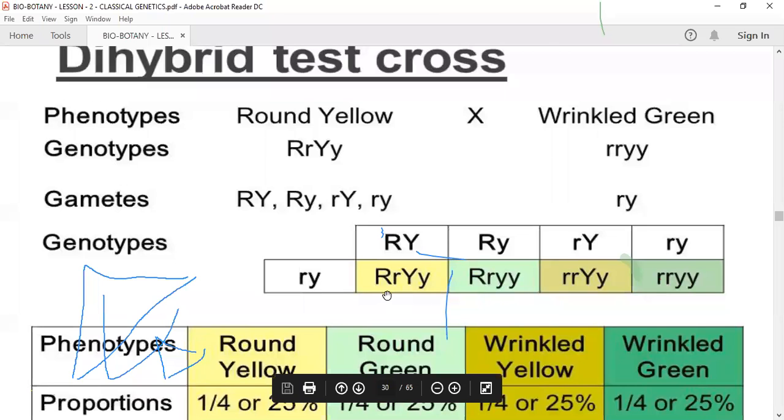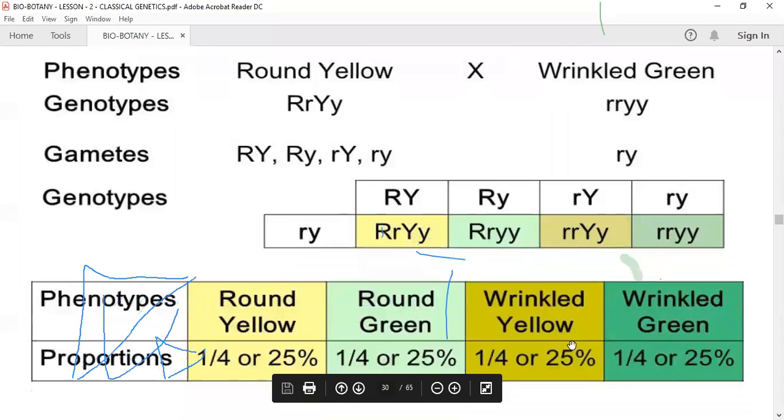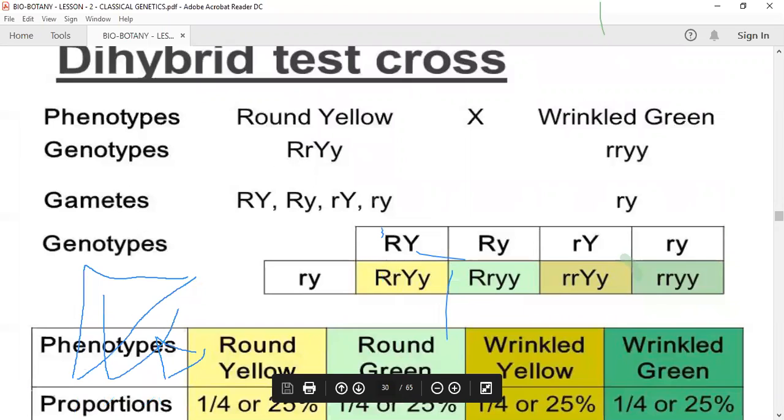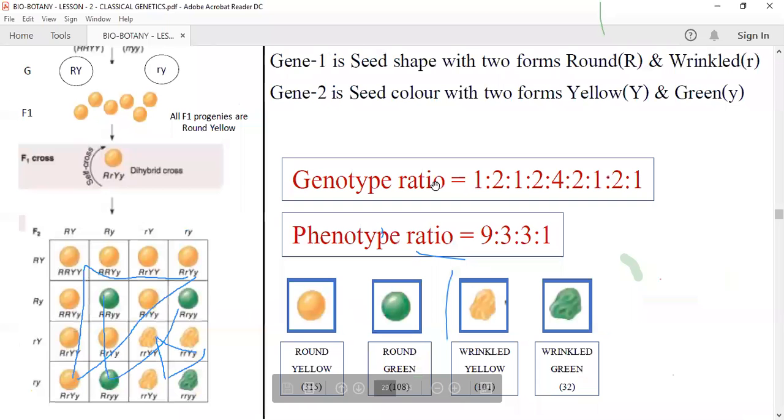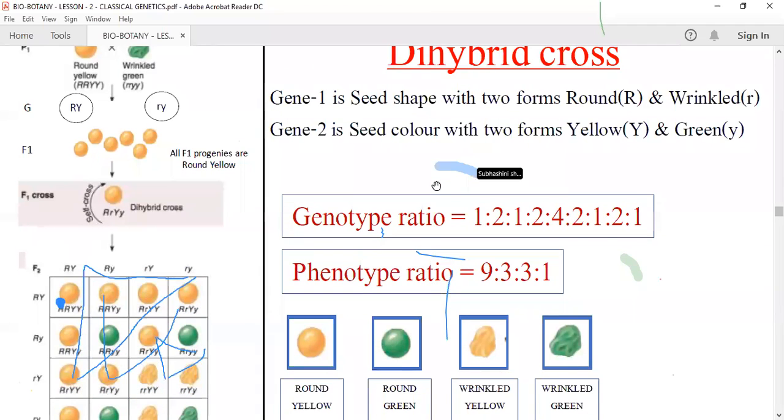So again we are getting a genotype here, that is round yellow, round green, wrinkled yellow and wrinkled green. So this is 1 is to 1 is to 1 is to 1. So if the test cross is coming like this, 1 is to 1 is to 1 is to 1 instead of 9 is to 3 is to 3 is to 1, this progeny is a pure breeding plant. So to check the pure breeding nature of the character, here we are doing the test cross.